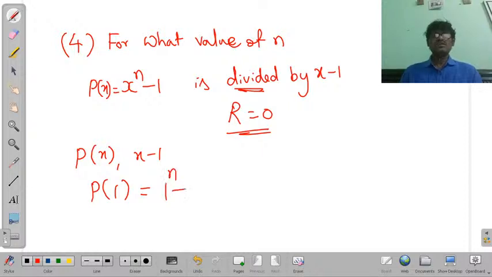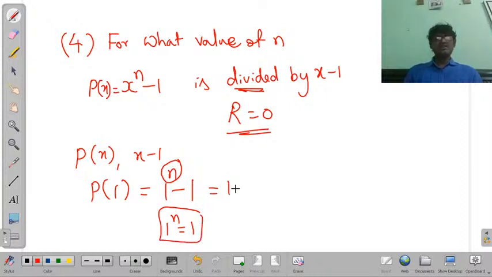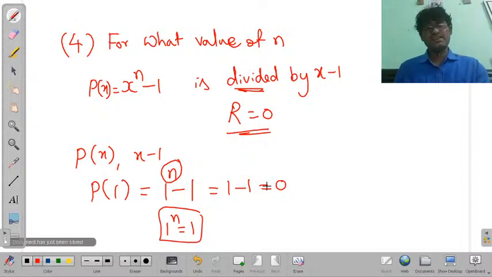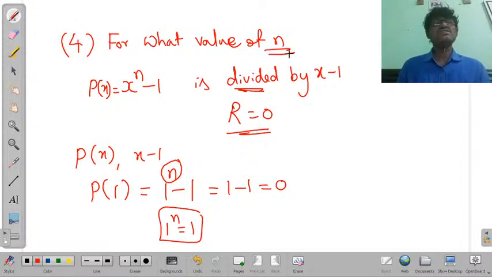So 1 power n minus 1. Whatever the value of n may be, 1 power n is always equal to 1. So clearly this is equal to 1 minus 1, which is equal to 0. What does it mean? You take any value for n, any real number for n. So for what value of n means for any real number.